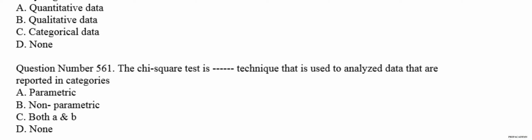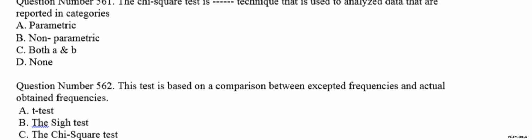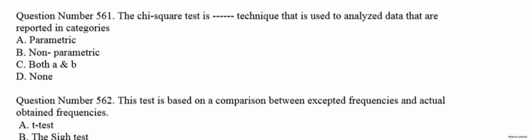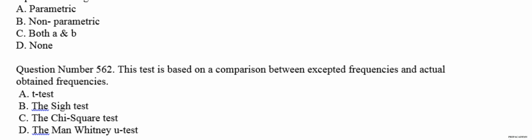Question number 561. The chi-square test is technique that is used to analyze data that are reported in categories. A. Parametric. B. Non-parametric. C. Both A and B. D. None. The correct answer is option B. Non-parametric.